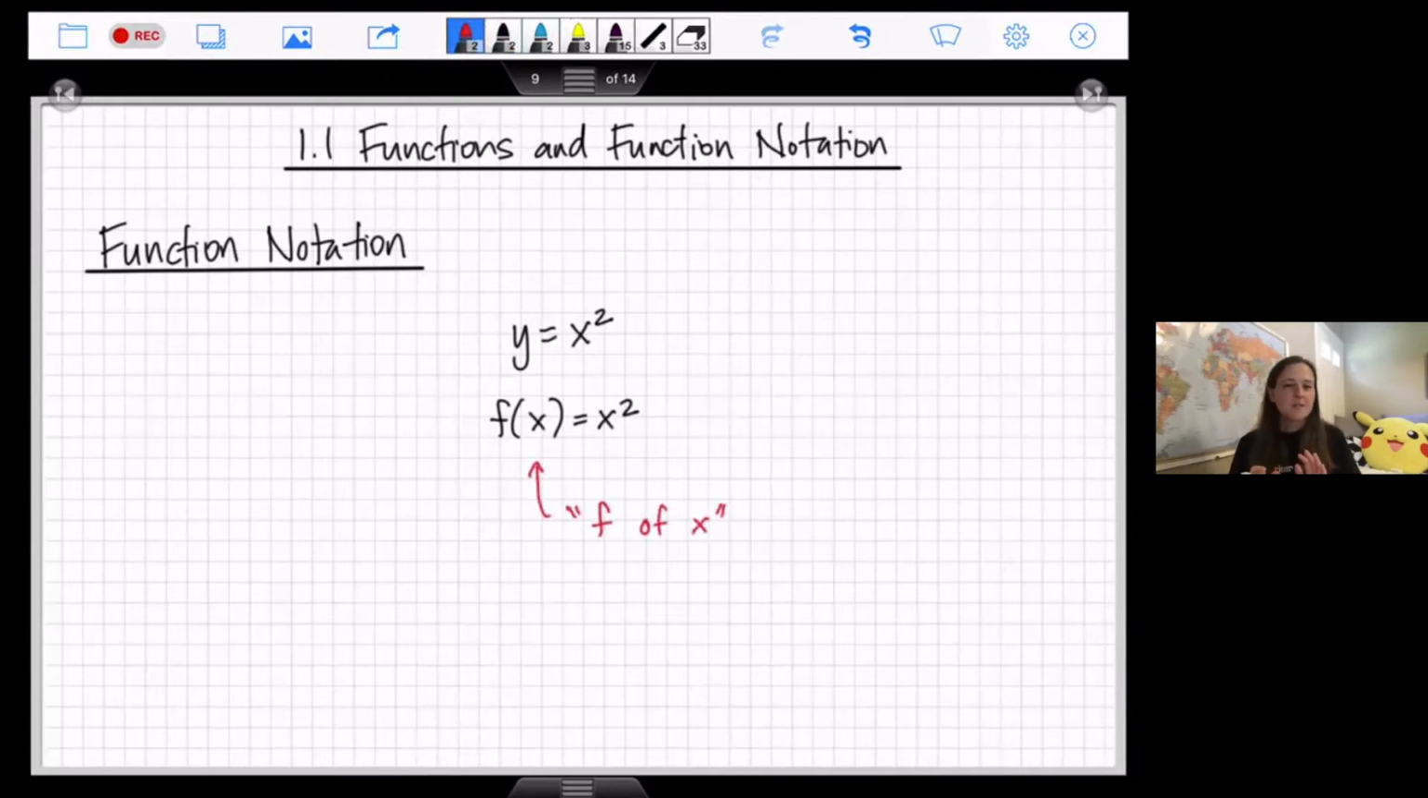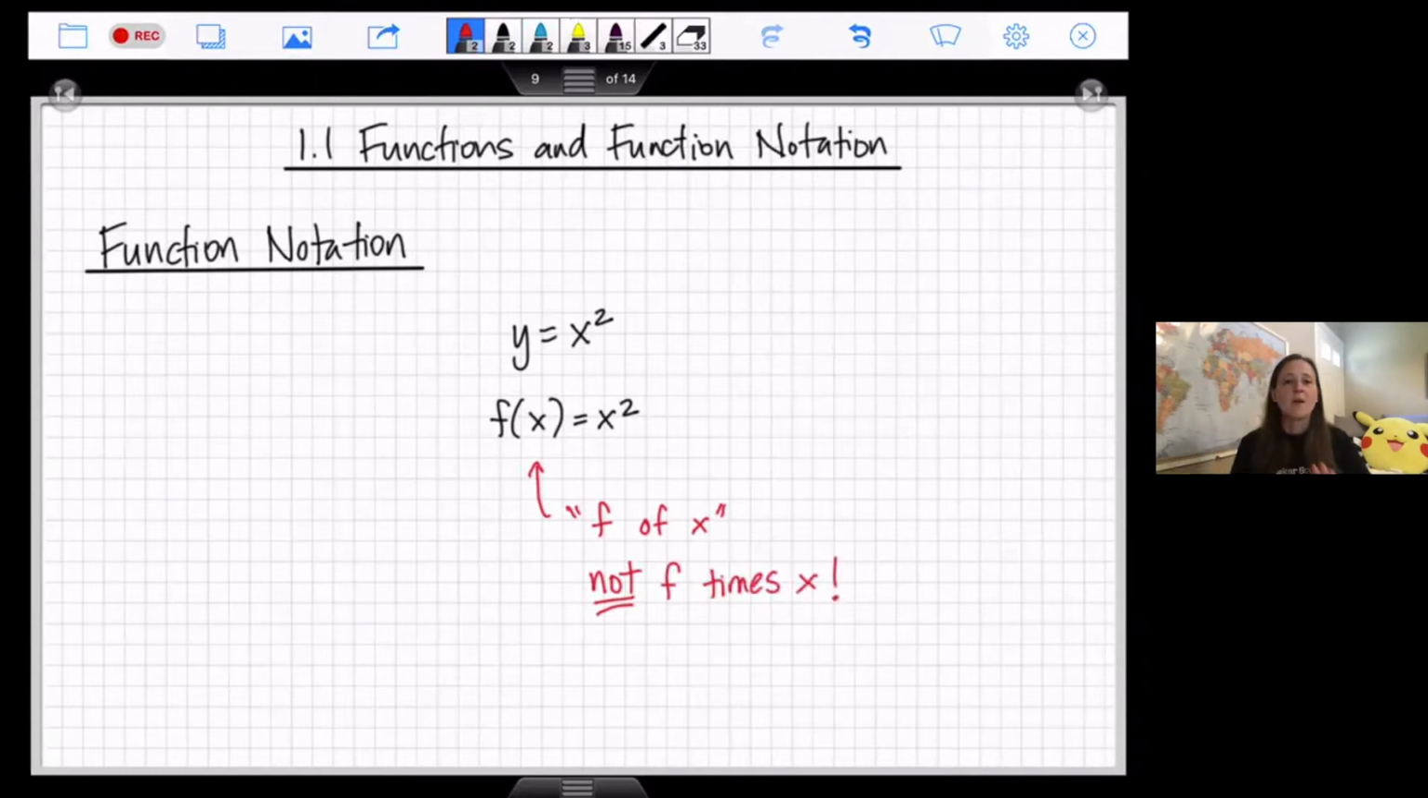At first this looks a little confusing because usually when I use parentheses like this, I mean multiplication, right? If I did 2 parentheses 3, I would mean 2 times 3. This is not f times x. For function notation, we say f of x, not f times x.